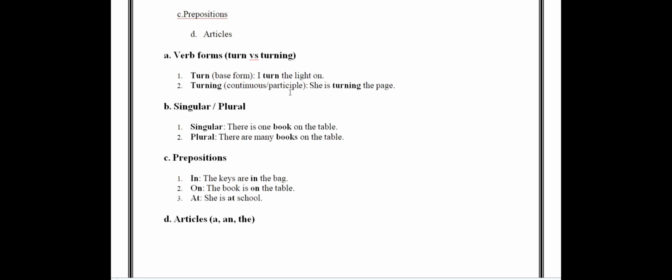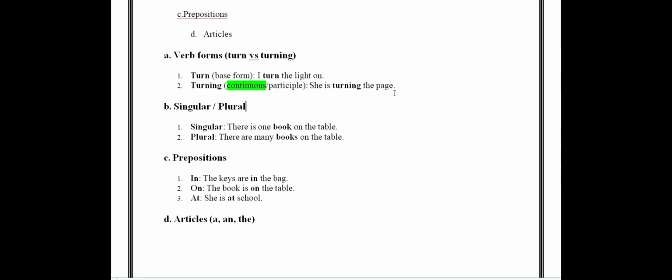For example, she is turning the page. That means she is doing it in present continuous form. Now it is happening. So she is turning the page. Here I cannot write she is turned the page, isn't it?